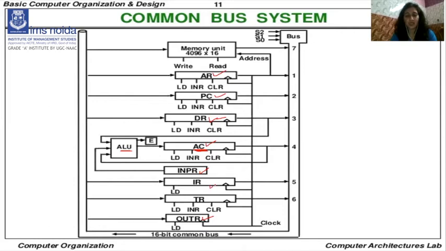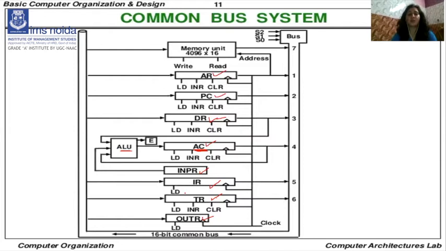The next is the IR. IR is called the instruction register, which holds the instructions. And the next is the temporary register. The temporary register holds temporary instructions, temporary operands, any type of temporary value. So there are 8 registers: 1, 2, 3, 4, 5, 6, 7 and 8.